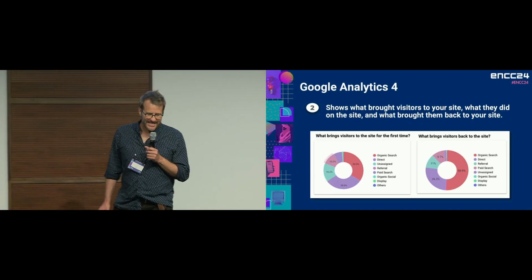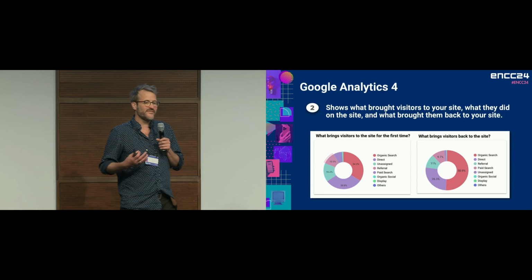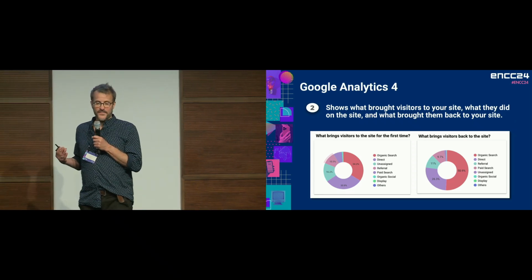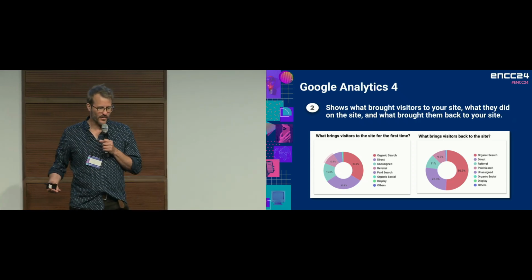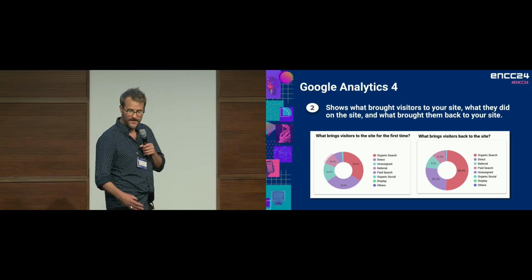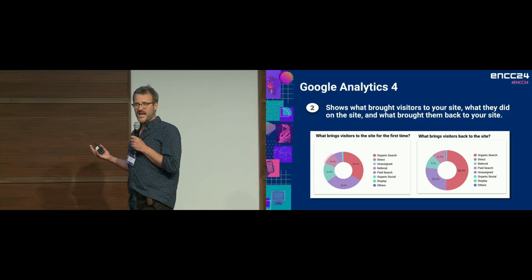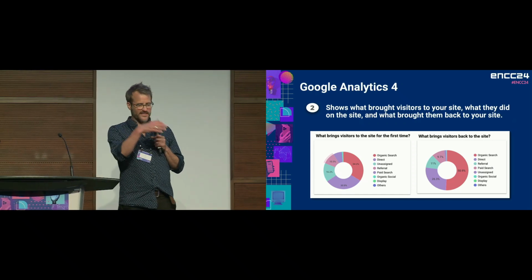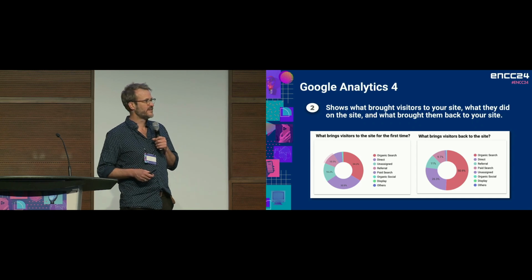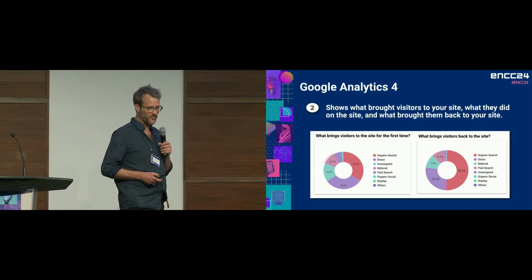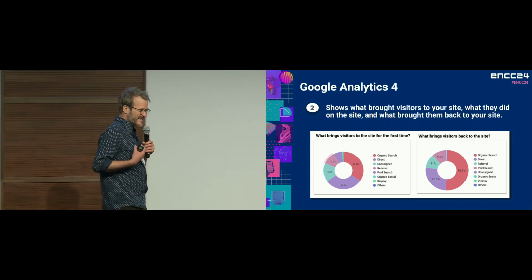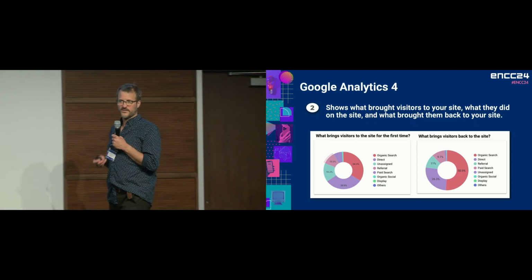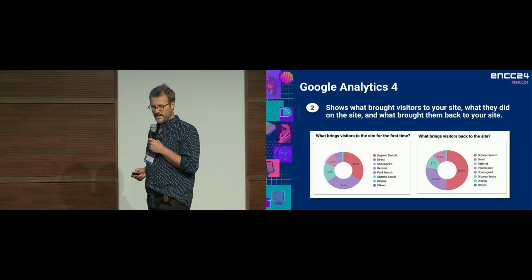The second is it shows what brings visitors to your site, what they did while they were there, and what brought them back to your site. So again, this is Google Analytics 4 data, what brings visitors to the site for the first time, and then what brings them back to the site. There's lots of different iterations of this. You can see user flows through your website, et cetera, et cetera. But it's essentially a very flexible tool for answering those questions. What brought people to the site? What did they do once they got there?